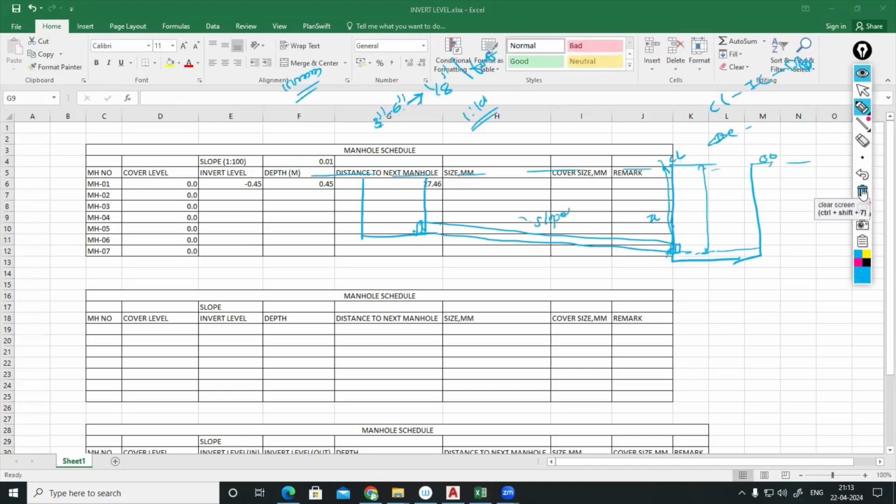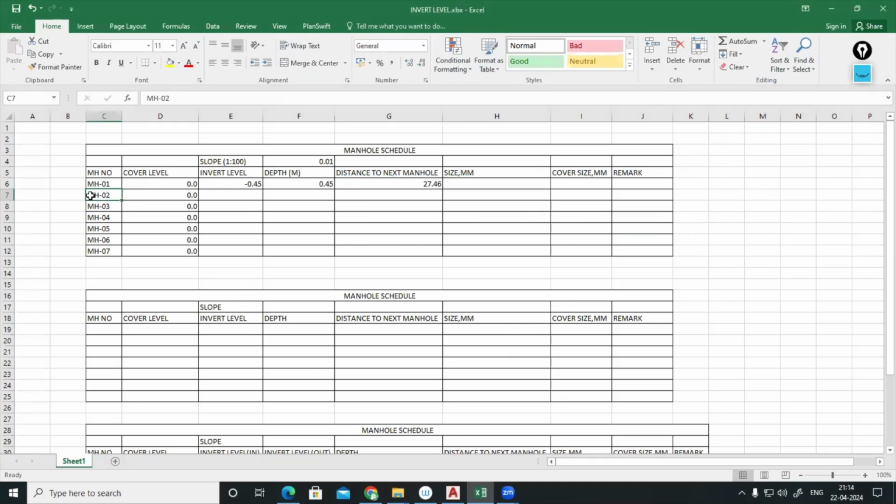Now, if you want to find the slope from here to here, we know the length is 27.6. So 1 divided by 100 into 27.6, you can find how much the depth has to increase. So this distance plus cover level, you can find the depth of this one. Now the invert level of the next manhole is this value minus this value, 27.46 into this one. With respect to the 0, that is going minus.